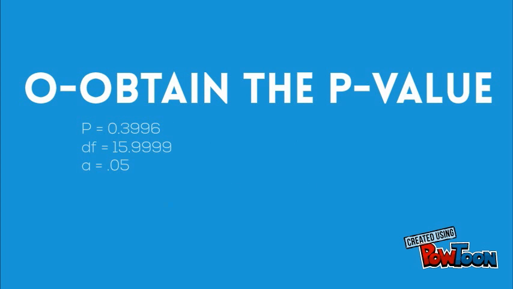Okay, for our O, we will obtain the p-value, and if you calculate it in your TI-83, our p-value will be 0.3996, our degrees of freedom will be 15.9999, and our alpha value is going to be 0.05.